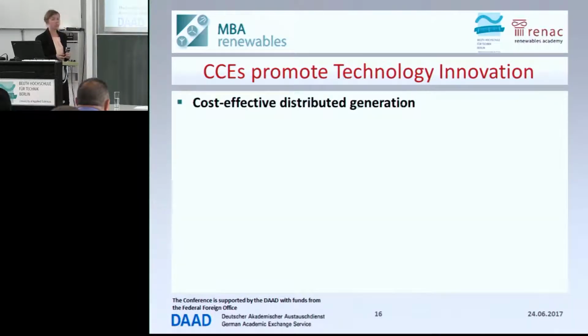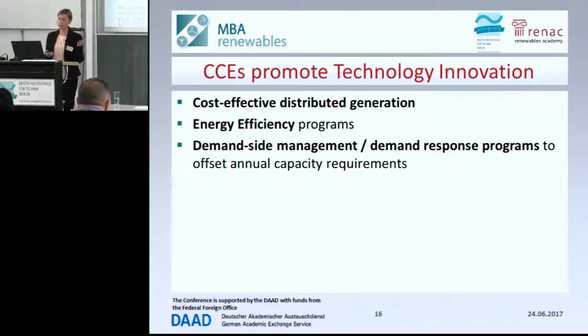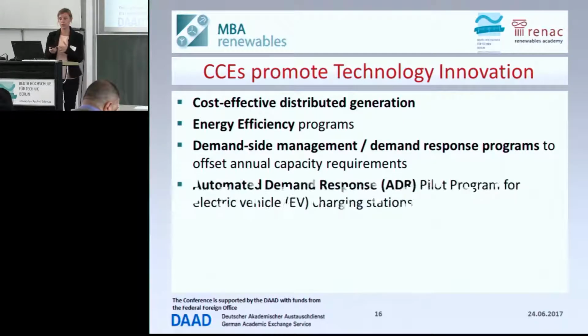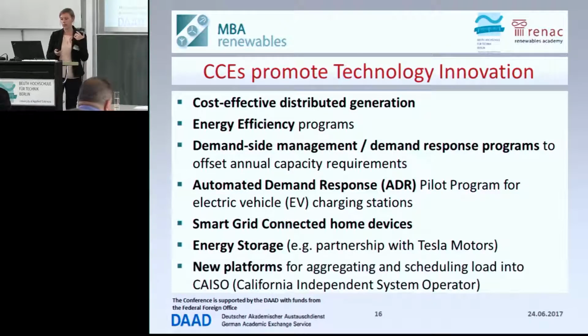It promotes technology innovation at the local level, like cost-effective distributed generation, energy efficiency programs, demand-side management, and demand response programs to offset annual capacity requirements. And this is because the city decides what to do. And so it can implement all this new technology: automated demand response programs, smart grid connected home devices, energy storage, and a new platform for aggregating and scheduling load into CAISO, which is the independent system operator. But this is just an example of what a city can do. And talking about smart cities in the future, the city will need to discover more technology and implement it locally.